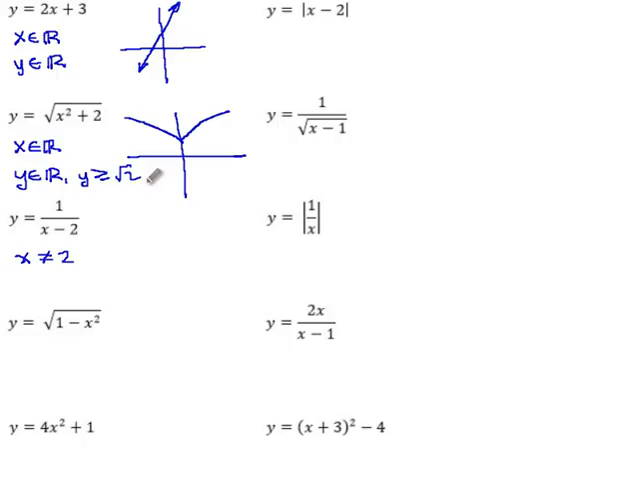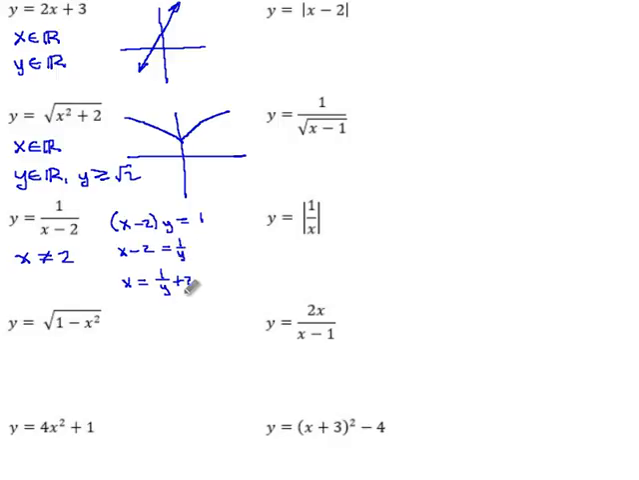As for the range, to find the range, you have to solve this thing for x. So if we multiply both sides by x minus 2, we get x minus 2y equals 1. Now divide both sides by y. X minus 2 equals 1 over y. Add 2. X equals 1 over y plus 2.